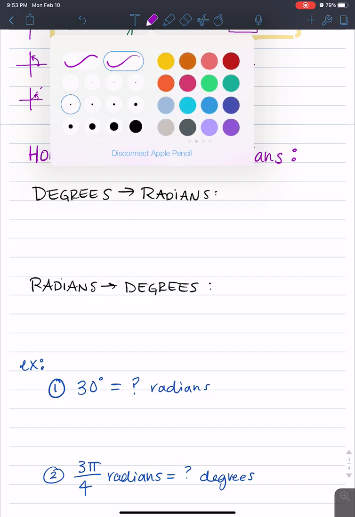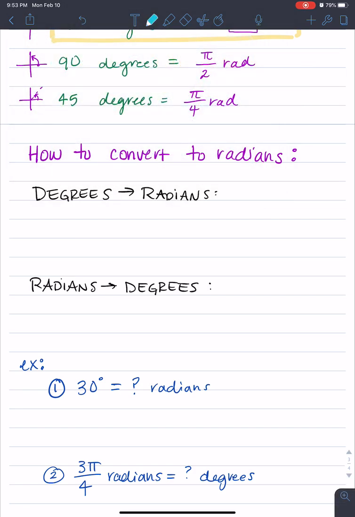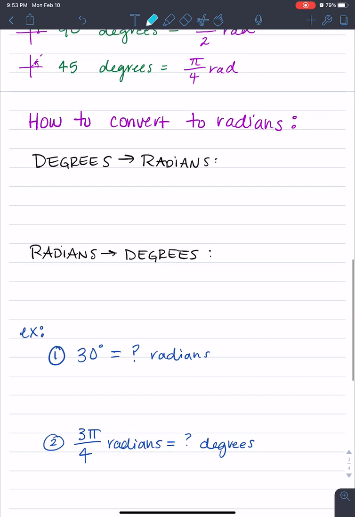All right, what color should we do now? I'm like running out of colors. I don't want to go too bright. Can you see this? Is this too bright? But it's a pretty blue. We're going to do it anyway.